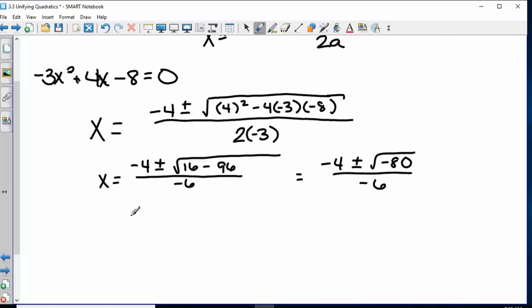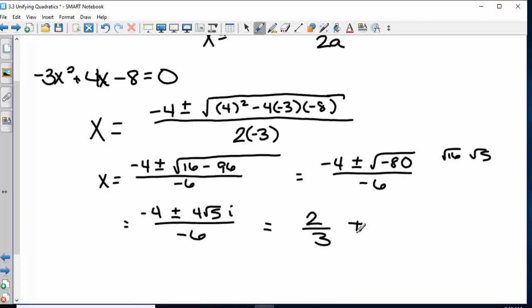Okay, so I've got negative 4. How would I break up a radical 80? Plus or minus 4 radical 5 over negative 6. We could divide everything by negative 2. Wait, isn't there an i? Yes, thank you. So if I split these up, negative 4 over negative 6 is a positive 2/3, plus and minus. If you divide 4 over negative 6, you get negative 2. You guys usually put the i in front of your radical, don't you? You can go either place. Negative 2i radical 5 over 3.